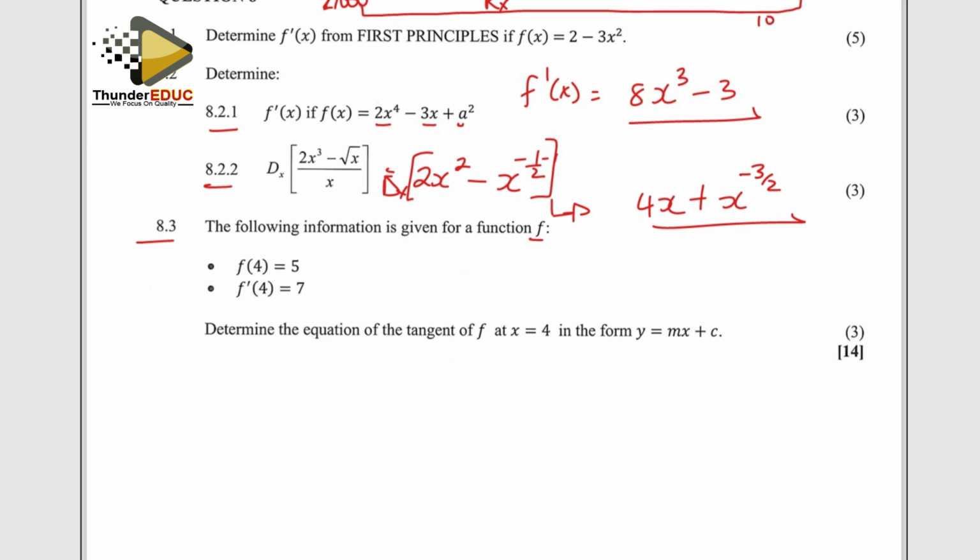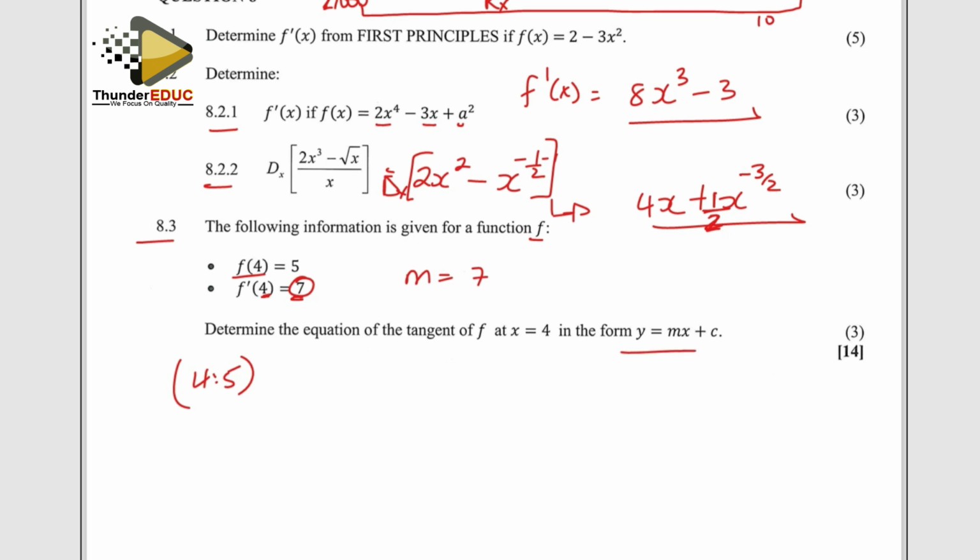Okay, f of 4 is 5, which means 4 and 5 are a set of coordinates. Okay, when x is 4, y is 5. Then they go on to tell us, this is a half, guys, no? Because it's a negative a half times a negative, you get positive a half, x to the negative. Okay, they go on to tell us that the first derivative at x equals 4 is 7. So which means the gradient at 4 is 7. So m is 7.